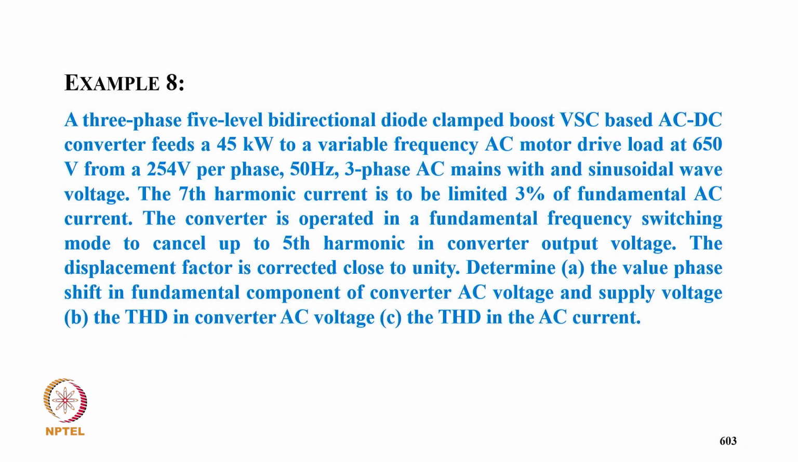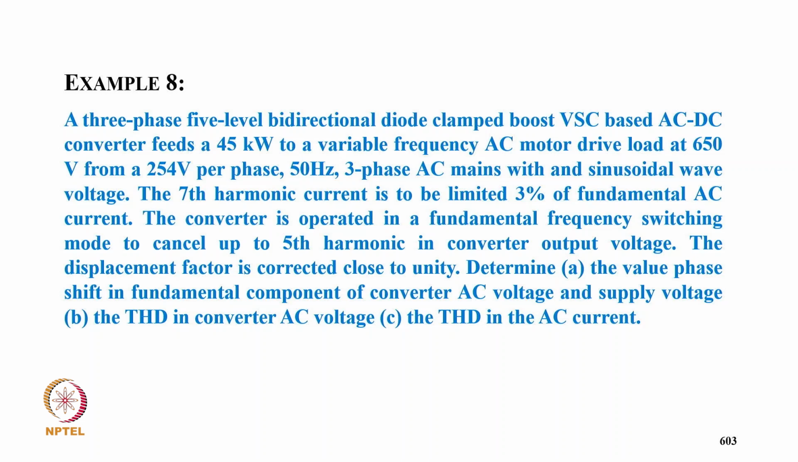So example 8: a 3-phase 5-level bidirectional diode clamp boost PWM converter feeds a 45 kilowatt variable frequency drive at 650 volt from 654 volt per phase 50 Hz 3-phase AC mains with a sinusoidal voltage. The 7th harmonic current is to be limited to 3% of fundamental current. The converter is operated in a fundamental wave switching mode to cancel out 5th harmonics. In the converter output, the displacement factor is corrected to close to unity.